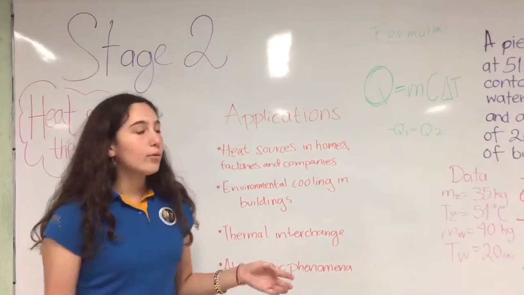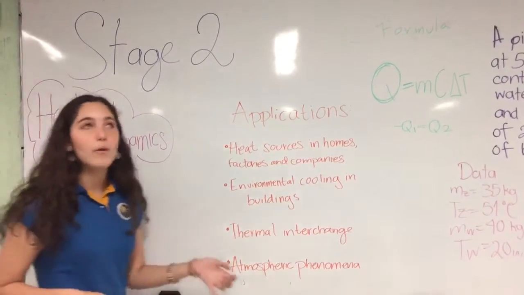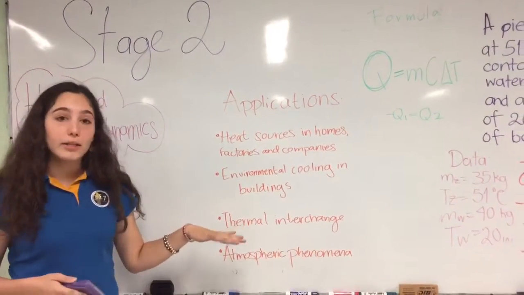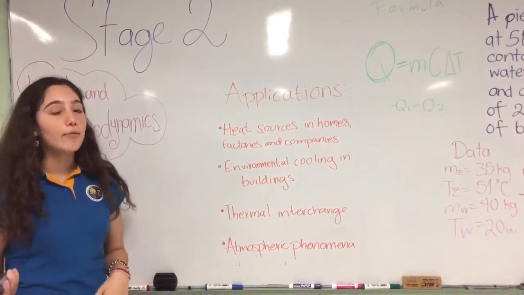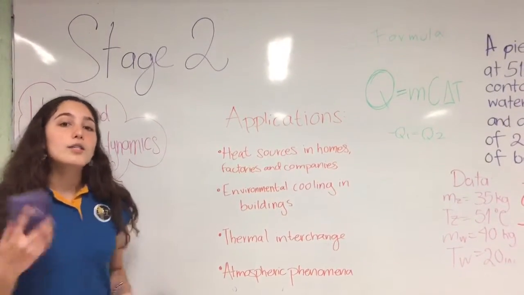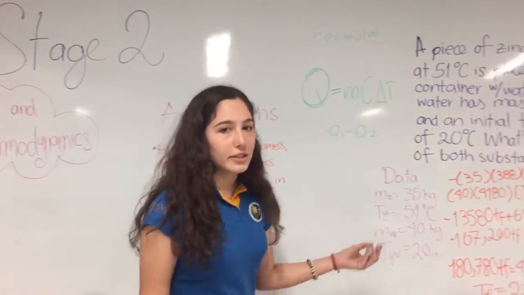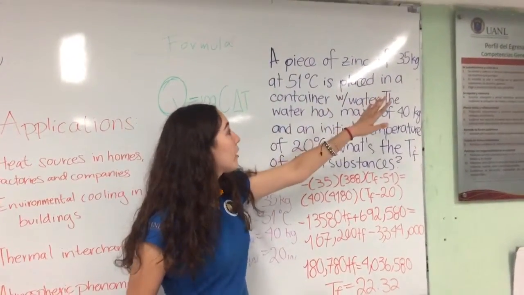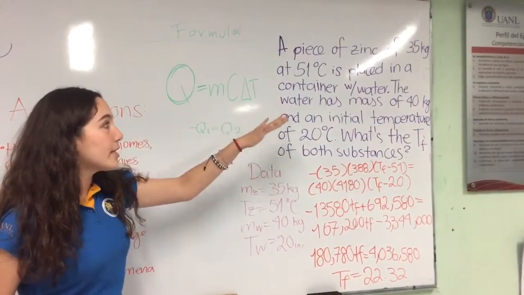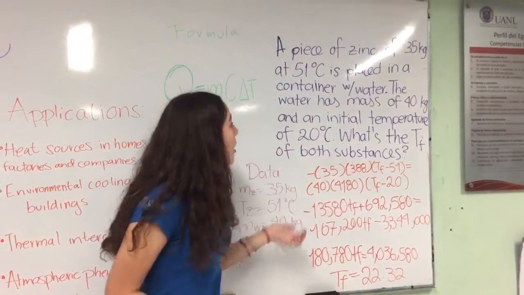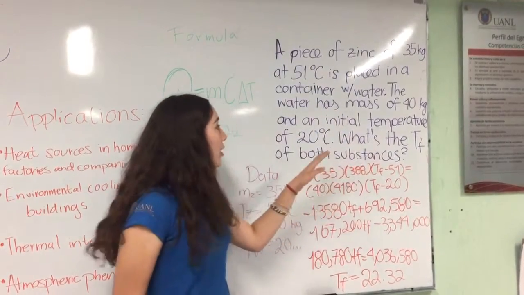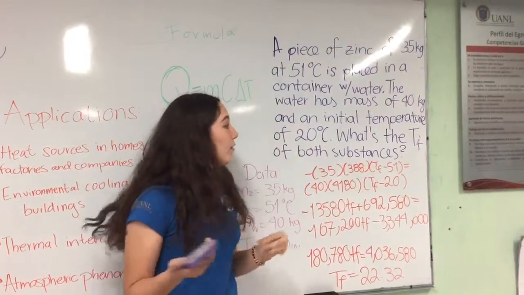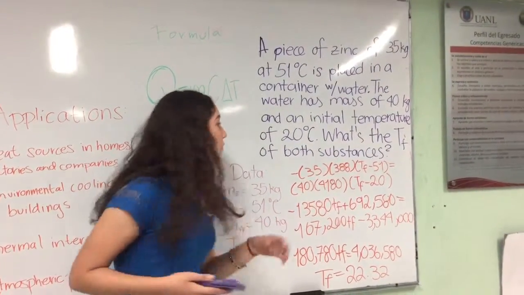So this is very helpful in heat sources in homes, factories, and companies. You can also use it for environmental cooling in buildings, thermal interchange, and it is very helpful for atmospheric phenomena. So I'm going to be explaining a problem so we can understand better. The problem says we have a piece of zinc of 35 kilograms at 51 Celsius degrees. It is placed in a container with water, and the water has a mass of 40 kilograms, and its initial temperature is 20 degrees. So we're going to find the final temperature of both of the substances.